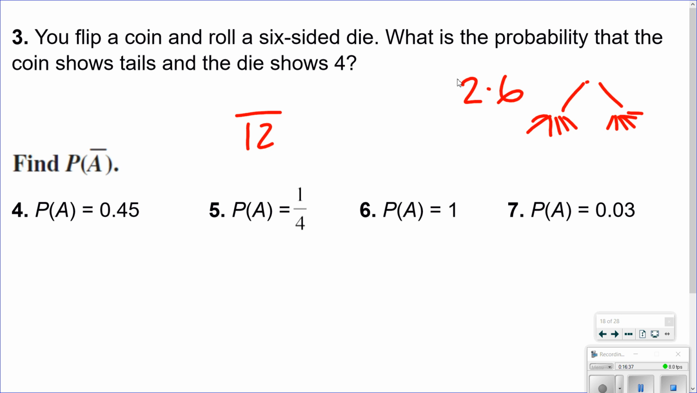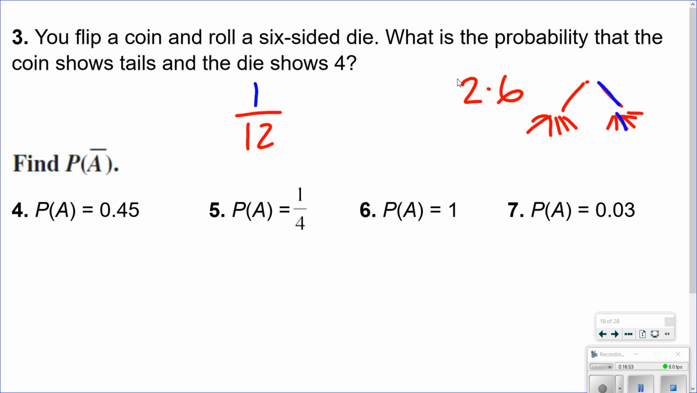What's the probability that it shows tails and the dice shows 4? So tails would be over here, right? So it shows the tails. Isn't there only one? There's only one outcome where you get a tails and a 4. So there's my probability, which is 1 out of 12.